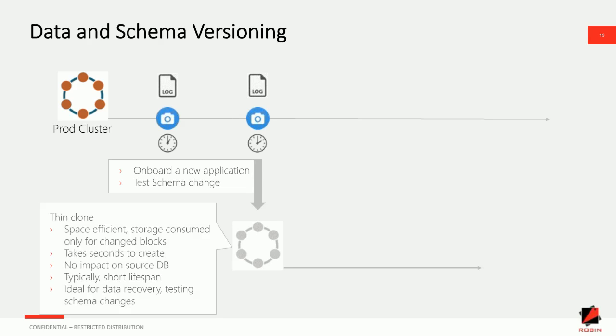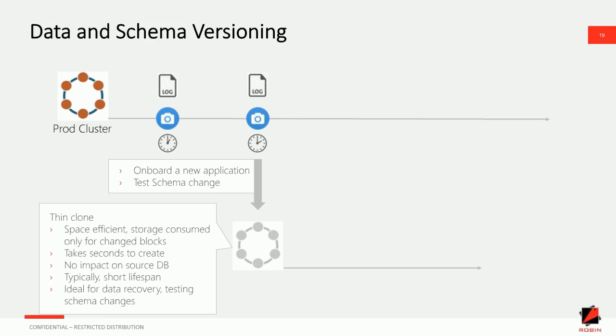Now what is a thin clone? Essentially it's a space-efficient copy of the entire production cluster, which means only the changed blocks consume any storage, right? So think of it as a delta disk. Now these thin clones take seconds to create. When was the last time you created a Cassandra cluster clone within seconds, right? We let you do that. And with Robin's patent-pending IO caging ability, we guarantee that the thin clone will have no impact on the production cluster, right? So we completely isolate the IOPS between the thin clone and the source production cluster here.